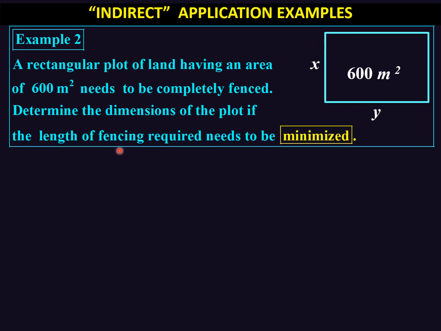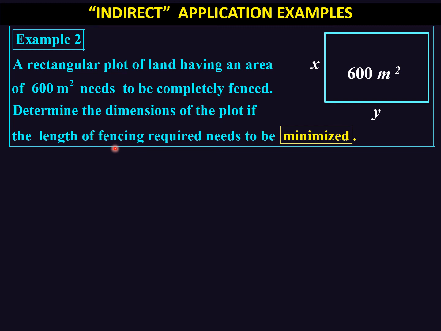The length of fencing. What do they say there? To be completely fenced. What do they mean by completely fenced? If I put the fence there and the fence there and the fence there, have I completely fenced it? No way. I still have to do that part as well. So it goes right around. What do we call that measurement right around? Right? Perimeter. Peri means around. Meter means measurement. The measurement around. So we want to minimize the measurement around there.